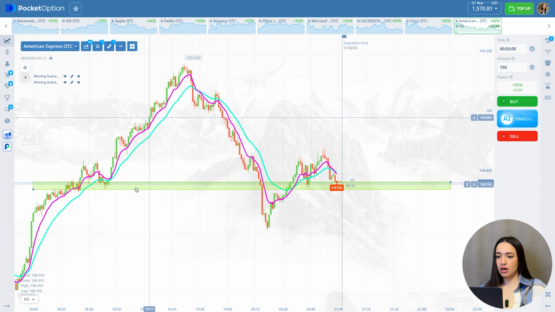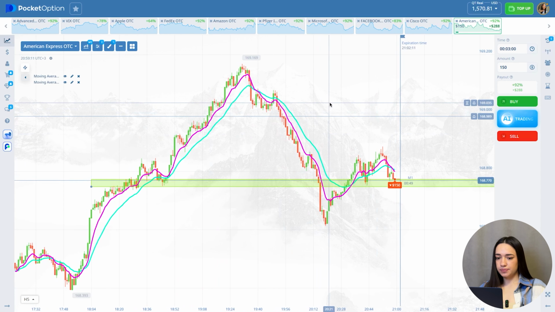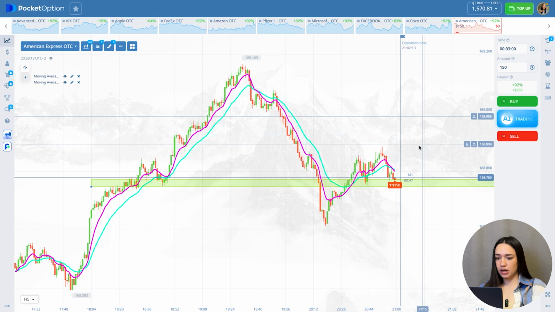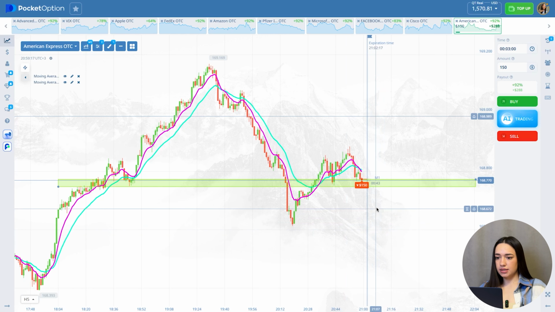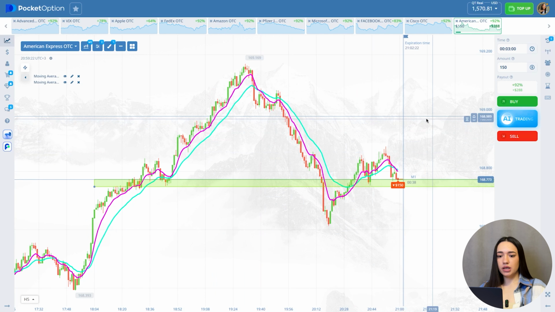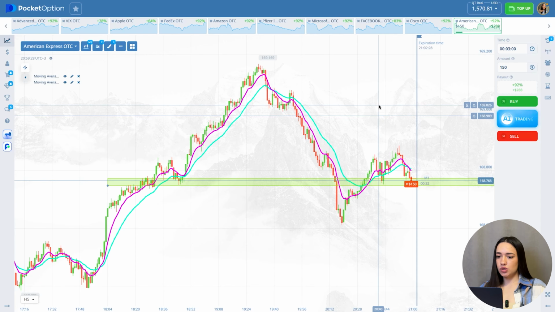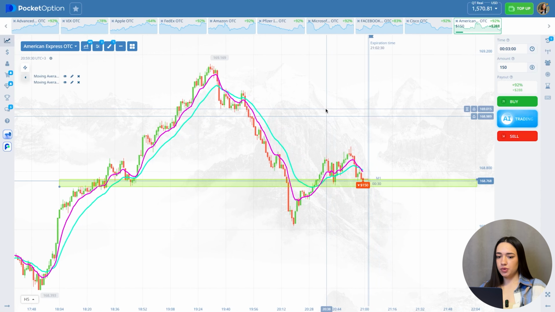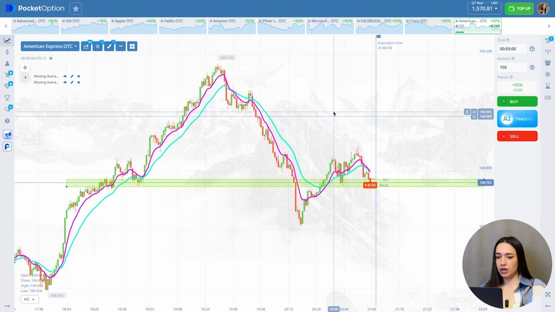With this rectangle, I've just marked the level from which price previously bounced. However, in this case, I assume this level will be broken, and we are not looking at the global trend in a broad sense here. Since we do not have large period moving averages, I'll explain the entry logic now.